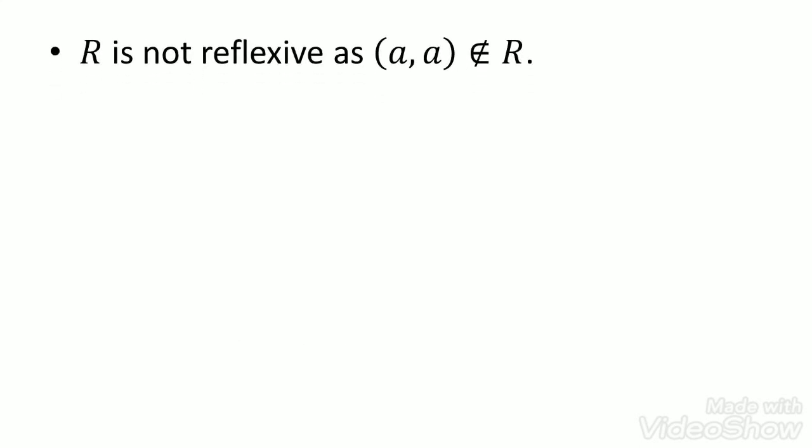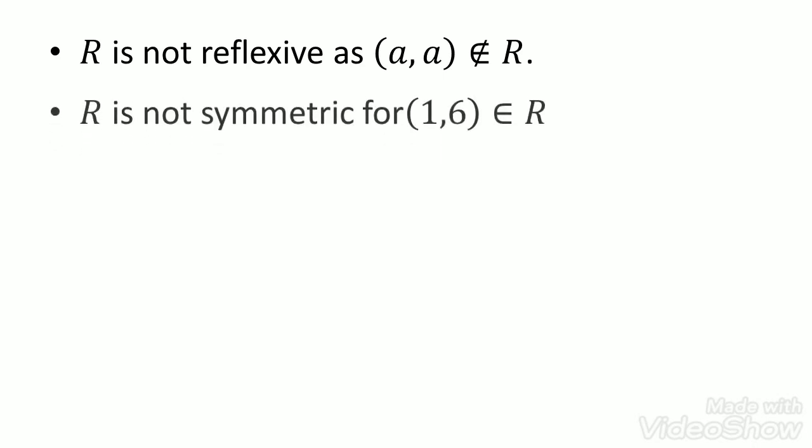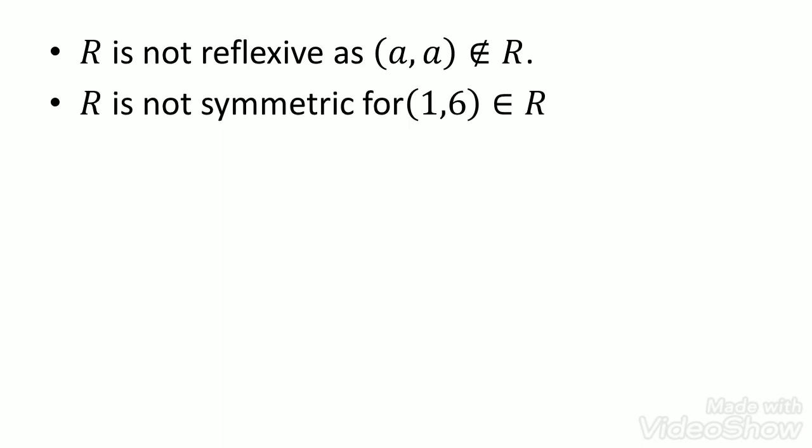Now you see, first of all, R is not reflexive because (1, 1) is not there, (2, 2) is not there, and (3, 3) is not there. Therefore, R is not reflexive. Similarly, R is not symmetric. As I told you earlier, we put an example here. (1, 6) is in R, but (6, 1) is not in R. Therefore, it is not symmetric.